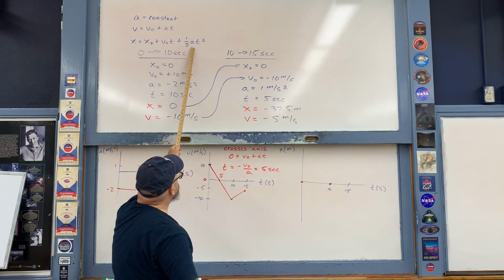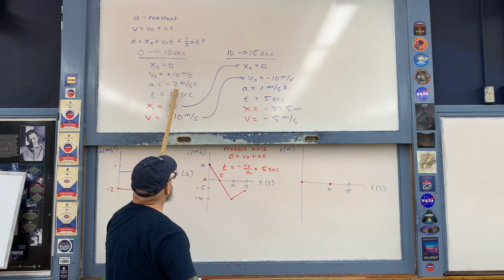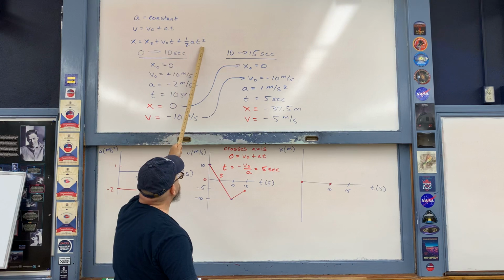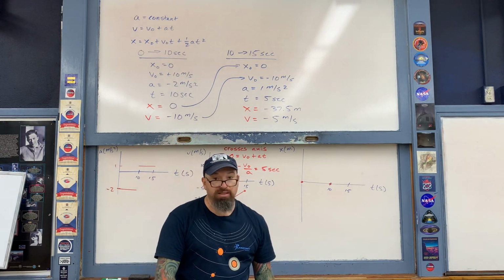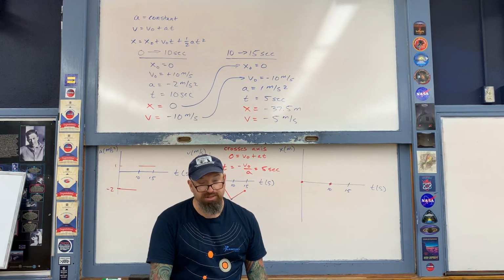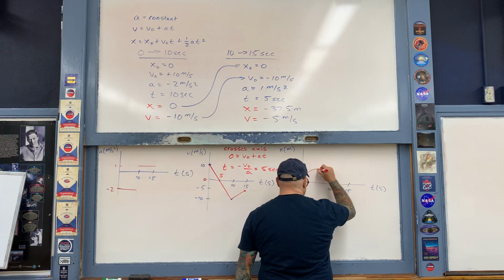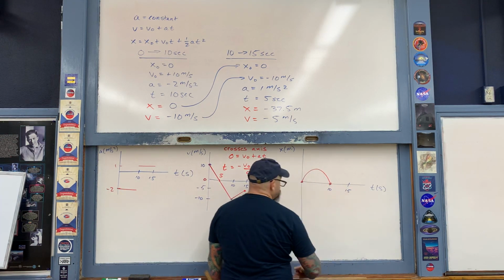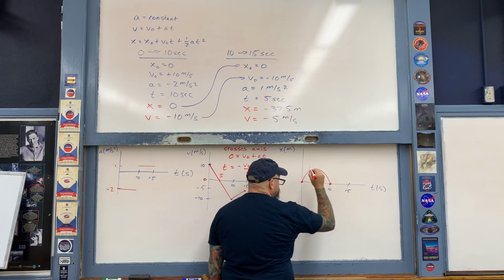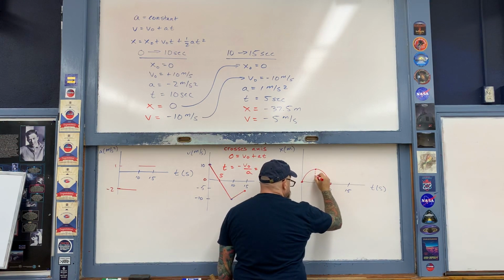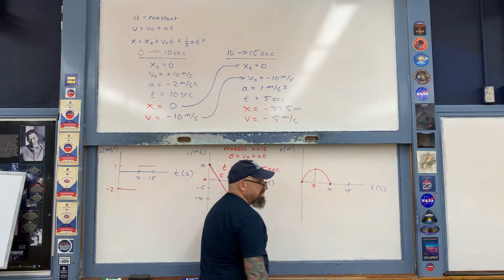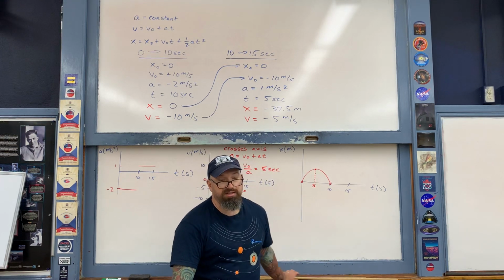The acceleration being negative over this time interval indicates that the quadratic term is negative. This then means that the parabola opens downwards. The parabola looks like this. Notice that there is a vertex right here for this parabola. This occurs at 5 seconds. At that instant, the velocity is 0.